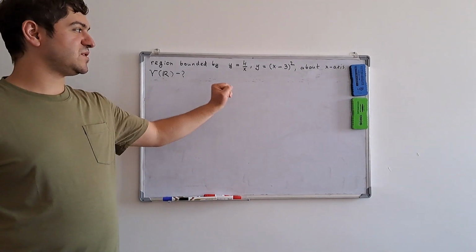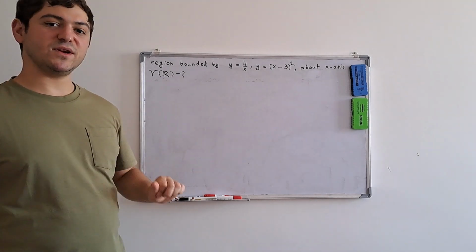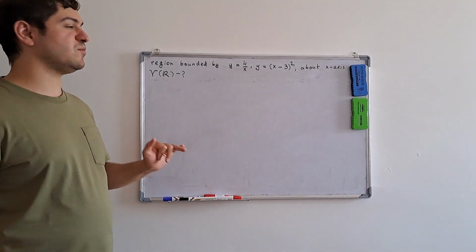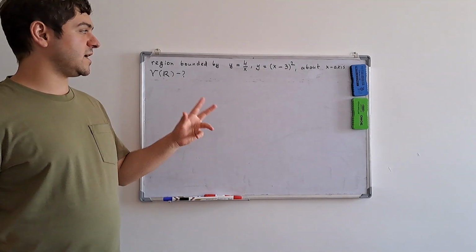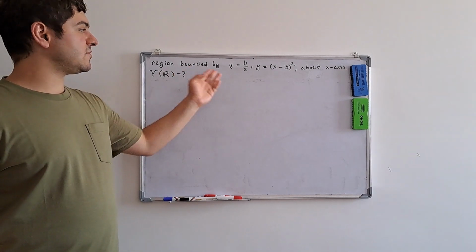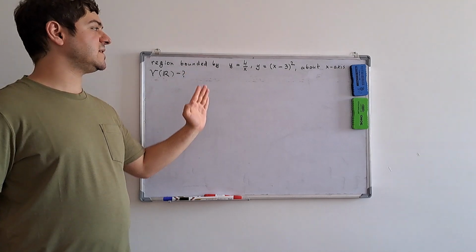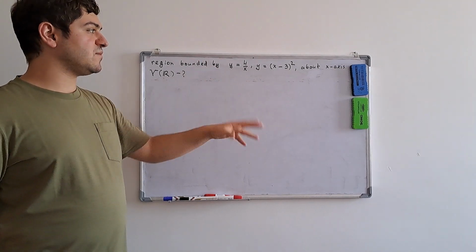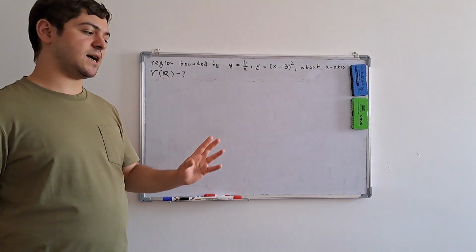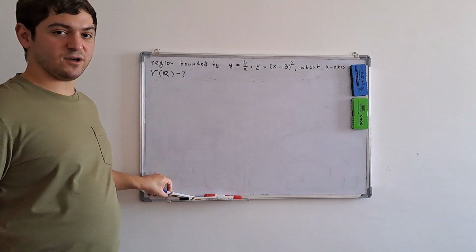So today we'll be solving the following problem. We need to calculate the volume of revolution about the x-axis. You can see this is a region bounded by two curves, and it will give us some area which will be revolved around the x-axis. Then we'll have to calculate its volume.